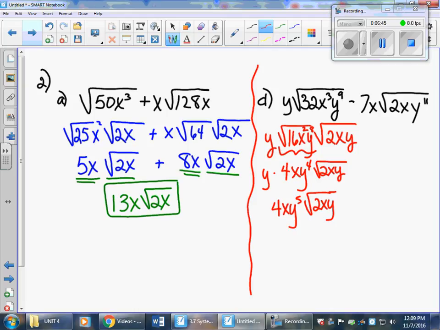Now it's minus 7x square root. So the only thing that we have that's a perfect square here is that y to the 10th. And then the 2xy would be left over underneath the radical. So again, let's do some simplifying. Minus 7x times y to the fifth radical 2xy. So that was a little bit easier than the first one.